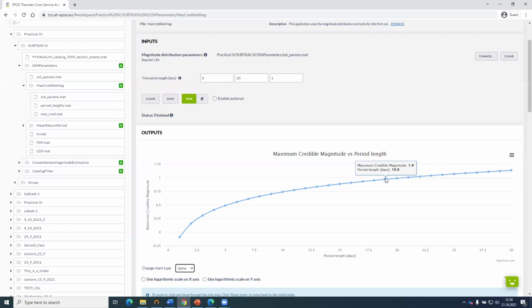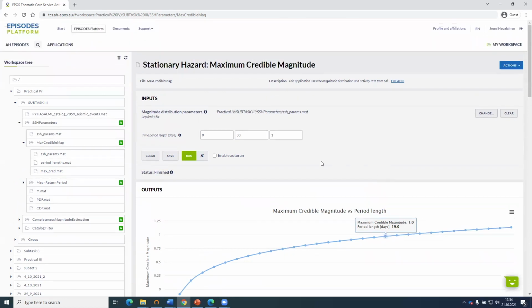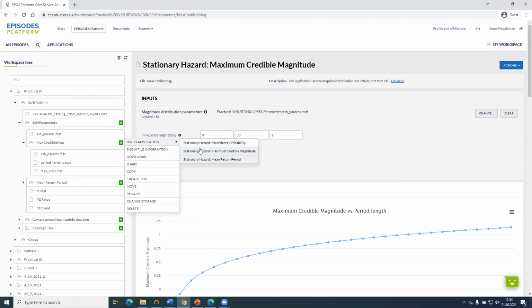So when the operation is more or less the same, this kind of analysis can be used when you are expecting to see the maximum credible magnitude at a certain area. We still had one more application, which was called the exceedance probability, which means that you input a certain magnitude, and it will give you the probability of how likely it is to occur during 1 day or your time unit. But you can look at that yourself.